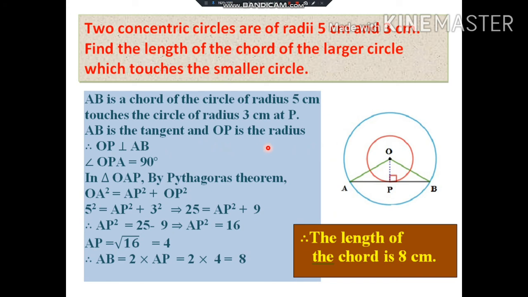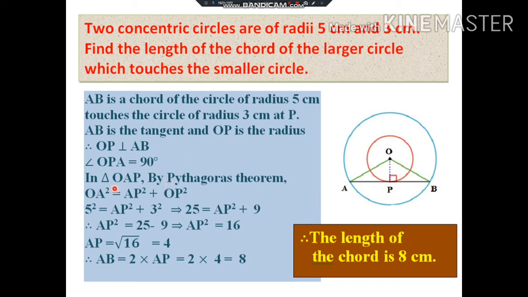Dear children, I have explained it and I have written here. AB is the chord of the circle of radius 5 centimeter. It touches the circle of radius 3 centimeter at P. So when you write a drawing, you write the explanation to the drawing. Now you know OP is perpendicular to AB. Why, children? According to theorem 1. What is OP? OP is radius. What is AB? AB is tangent. Therefore, it is perpendicular. So in triangle OPA, angle OPA is equal to 90 degree.